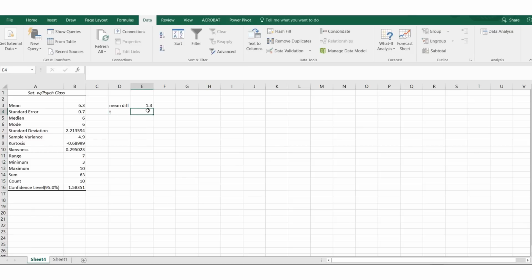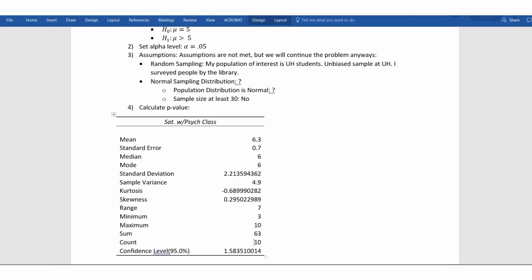And then I'm going to calculate the t, so I'm going to do the mean difference divided by, and look, Excel calculated the standard error for you. You don't have to use the standard deviation or the variance and the n down here to calculate it, you can just use the standard error that it calculated for you, but you can calculate it with a standard deviation if you want to. So here's our t. Alright, so let's go back here for a second.